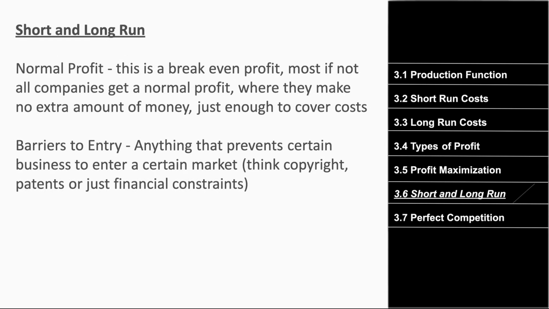So now let's talk about the short run and long run. There's this idea of normal profit. This is basically the break-even profit. It's when businesses make as much as they spend. So let's say, for example, a business spends $1,000, right? Their expenses are $1,000. For normal profit, that means they would earn $1,000. So that means they're not making any extra money. They're just getting enough money to cover expenses. This is the profit that most businesses actually get.